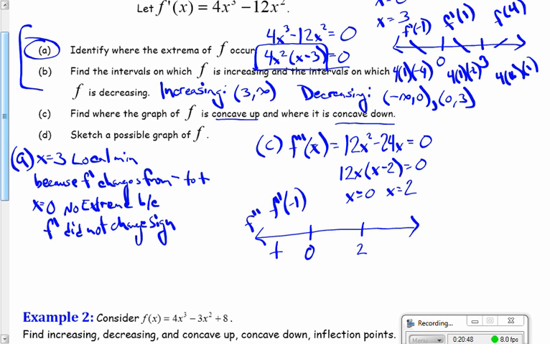Let's go between 0 and 2. F double prime, sorry, I put f prime on that one. It should be f double prime. F double prime of positive 1. That's 12 times negative 1, right? That is a negative value. So I can draw pictures here. First region, concave up. Second region, concave down.